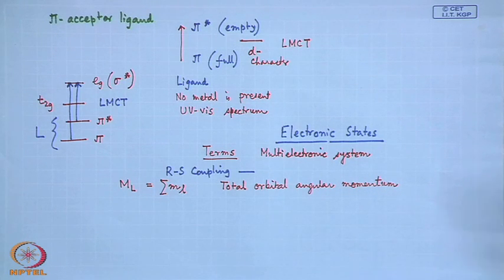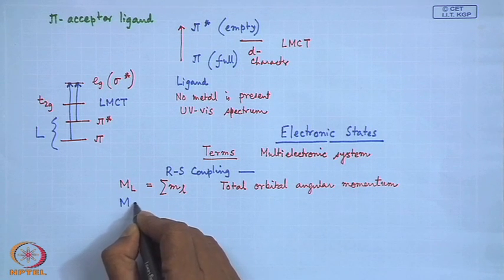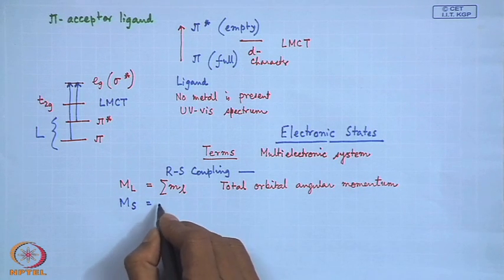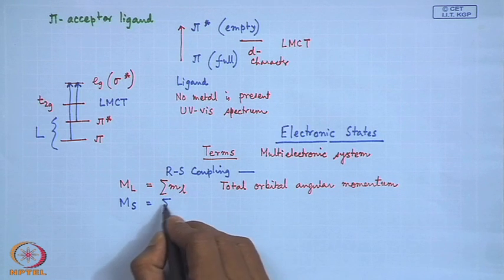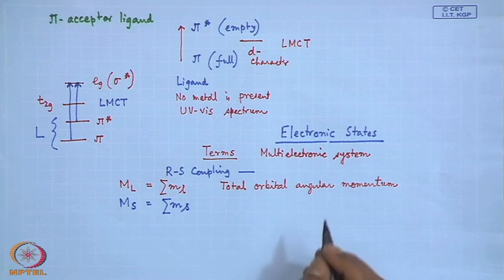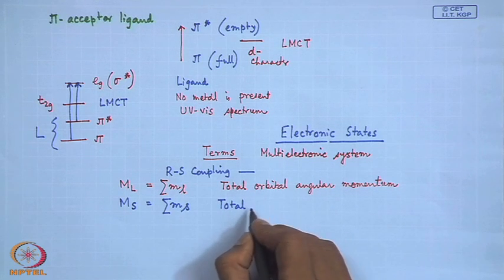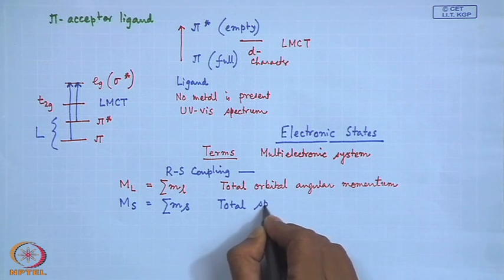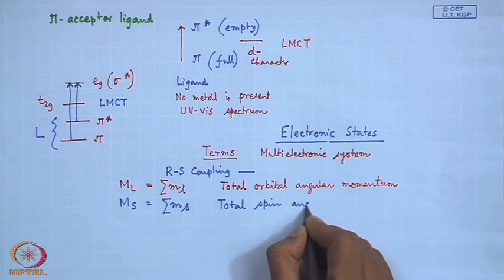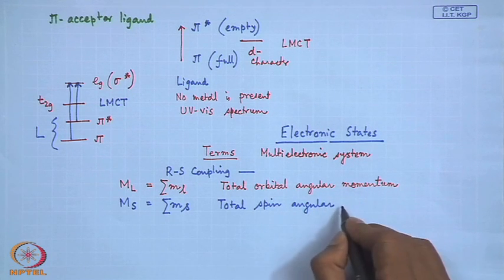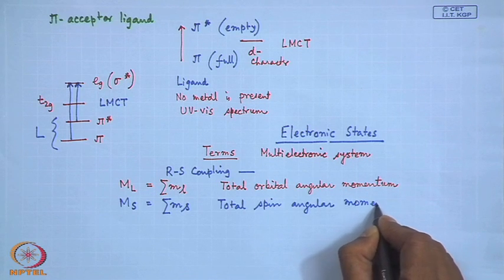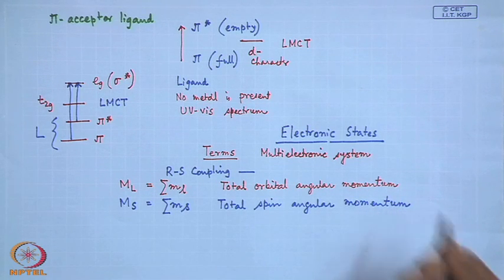In a similar fashion, when we talk about the spin value, the total spin is also the sum over the individual ms values, giving rise to the total spin angular momentum. So, that gives us the total spin angular momentum.